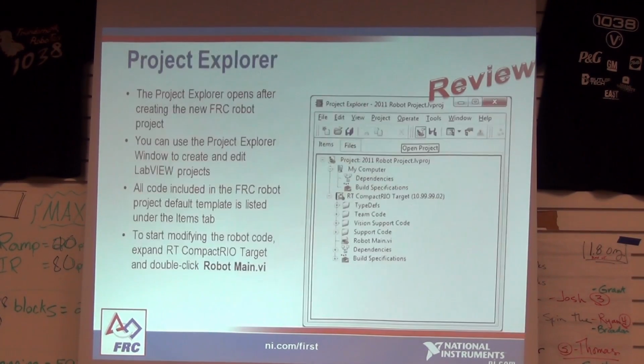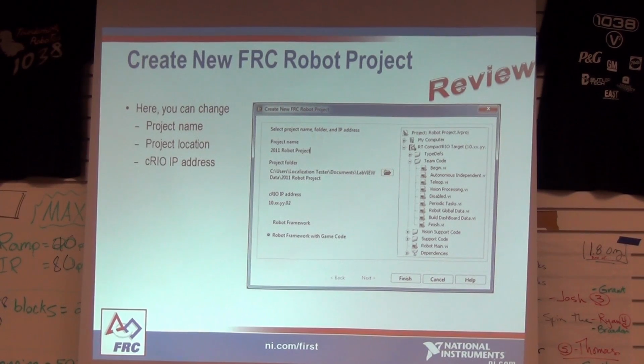So if I back up just a little bit here. When you set your serial IP address, the XXYY is going to be your team number. So our team is 1038. It's going to be 10.10.38.02. That's the standard. If your team number is 751, it's going to be 10.07.51.02.